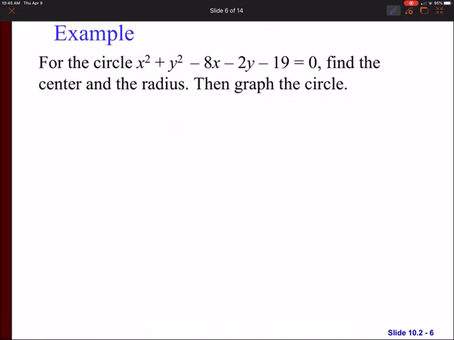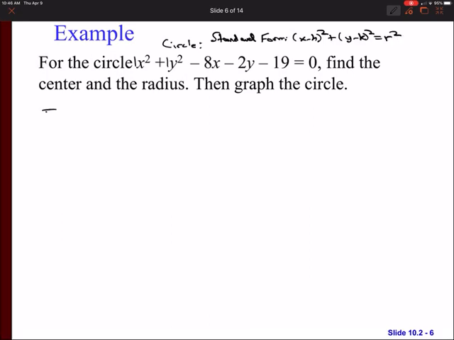Let's do one more. Now in this one, we see again another equation of a circle. I've got x squared plus y squared minus 8x minus 2y minus 19. Well, again, sum of two squared terms, coefficients are both 1. We know we're dealing with a circle. So with that, we want the standard form. So we want to go ahead and rewrite it in standard form, which is (x minus h) squared plus (y minus k) squared equal to r squared.